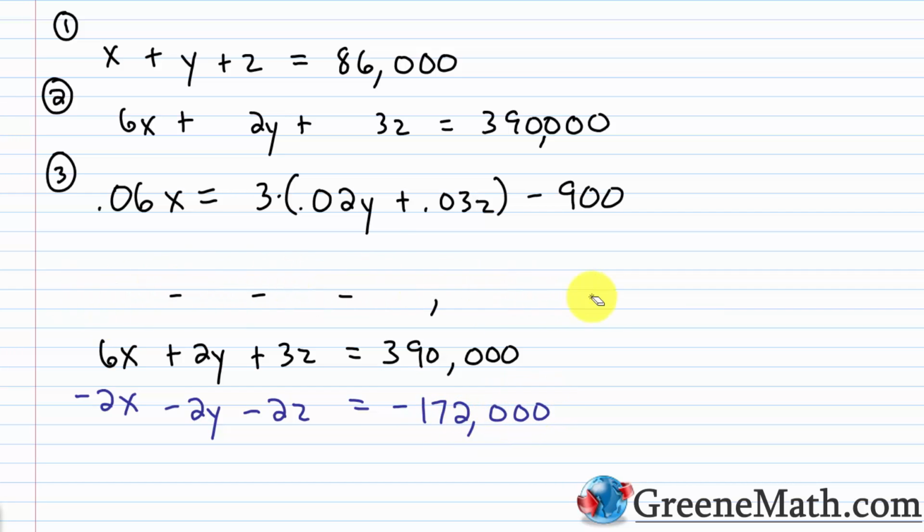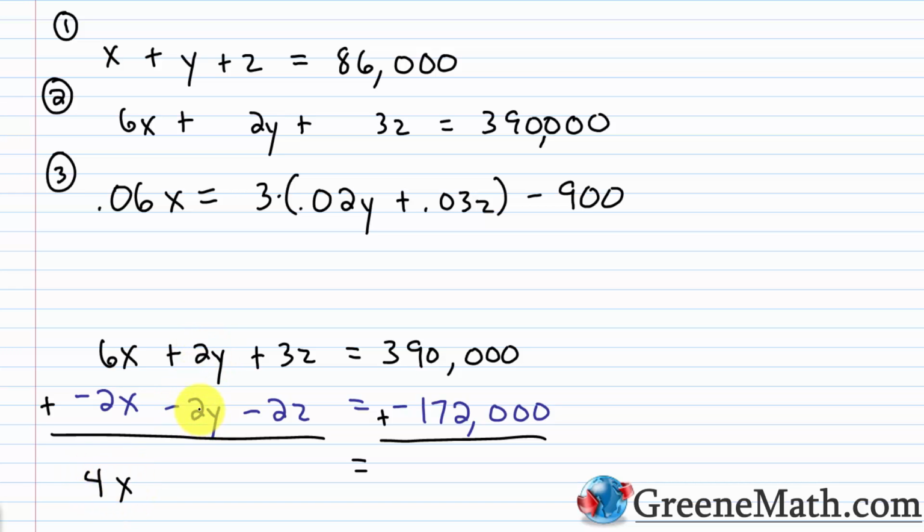Let's erase this now. We don't need it anymore. So I can add the left sides together and set this equal to the sum of the right sides. So 6x minus 2x is 4x. 2y minus 2y, this is eliminated. 3z minus 2z is z, so plus z. 390,000 minus 172,000 gives me 218,000. So this would be equation 4. Let's write this on a new sheet. Equation 4 is 4x plus z equals 218,000. All right, let's go back up.